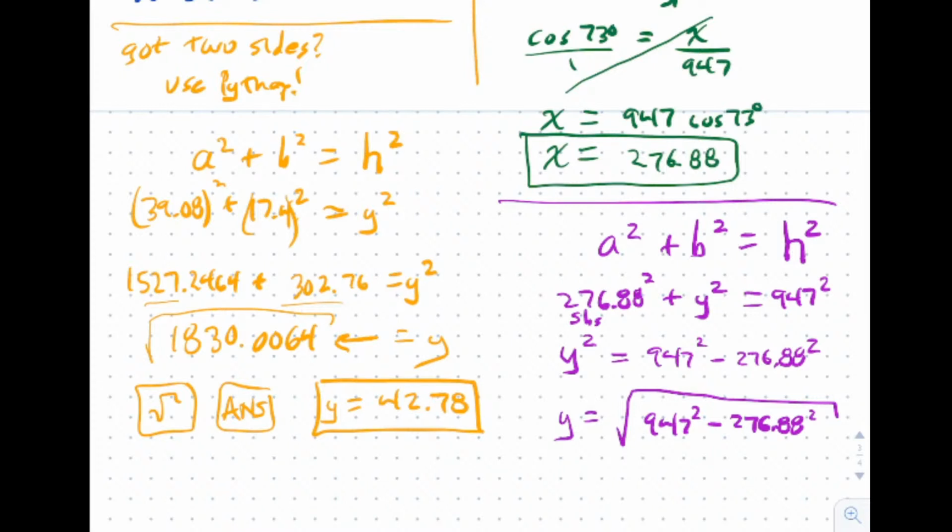And if you want, you can enter it just like that on your calculator. You can hit the square root button, then the 947 button, then the square button, then the minus, and then put in 276.88, hit the square button again, and you should be able to just hit equals, and there you go. 905, and if I round to 2 decimal places, this will be 905.62.